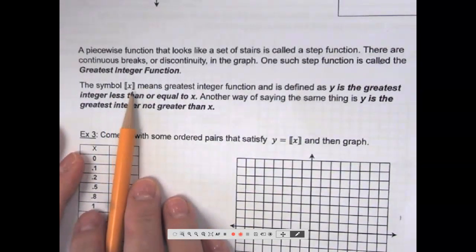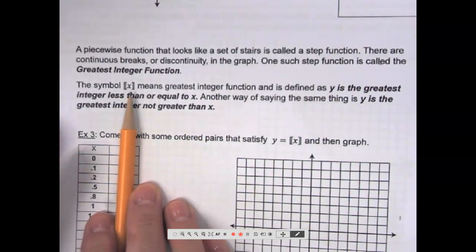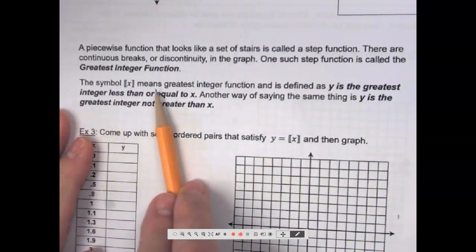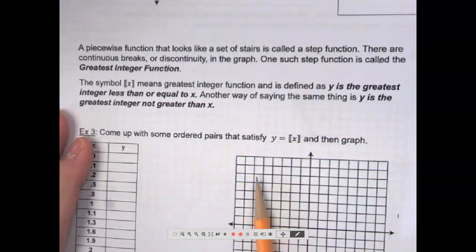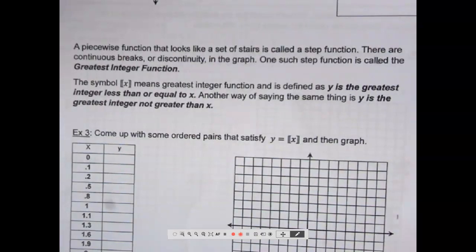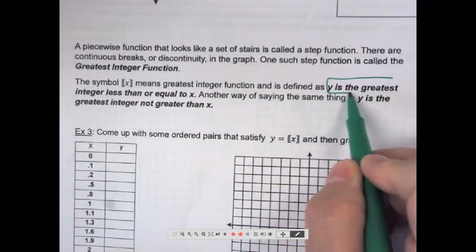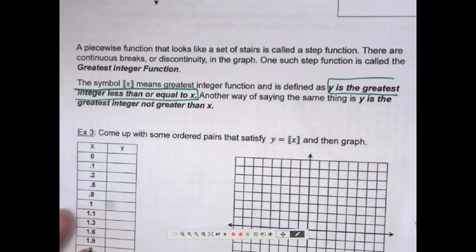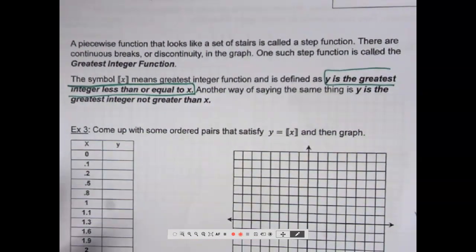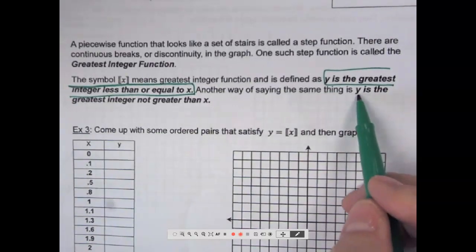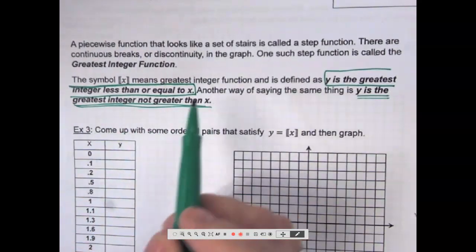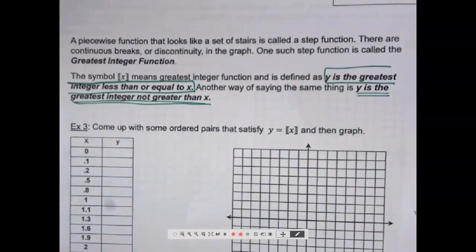This symbol means greatest integer function. So it's kind of this double-leg bracket thing. This symbol means greatest integer function and is defined as this. Okay, this is a really tricky thing here. Y is the greatest integer less than or equal to x. Or another way of putting that is y is the greatest integer not greater than x. What? That's a little confusing, isn't it?